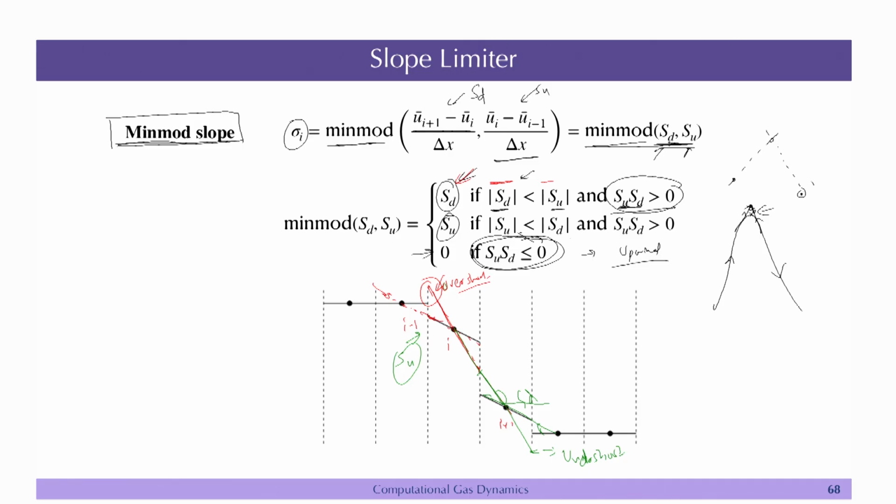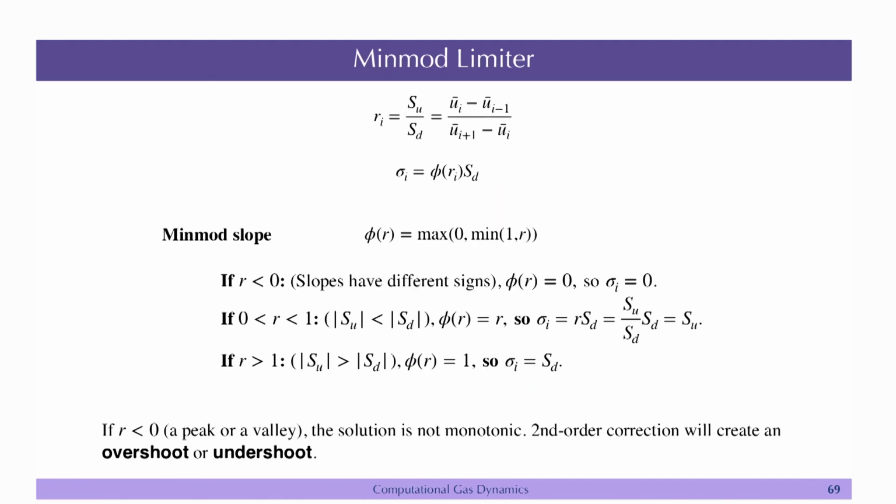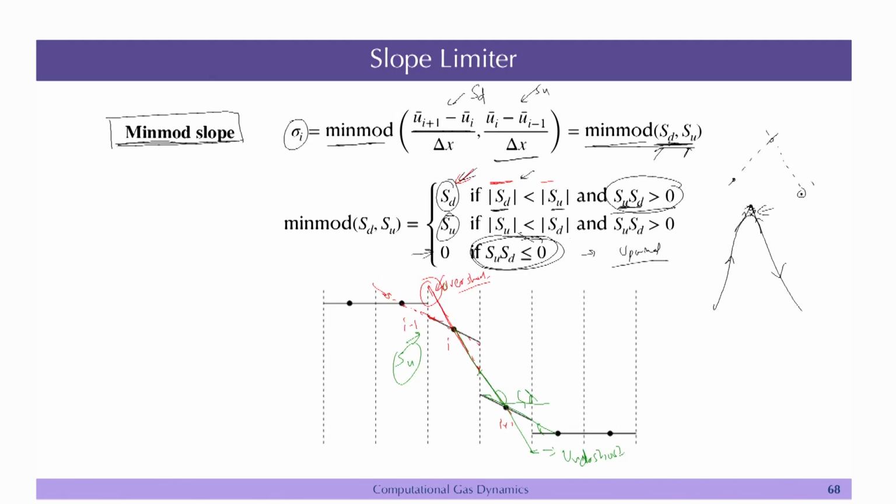And whenever, so this example that I presented was for the peak or the valley, where you have SU and SD. If you multiply this SU SD, then it is less than 0, it is negative, because one is from this side and another is from this side. In this case the value goes to 0, there is no slope here, it goes to the piecewise constant variation in the cell.